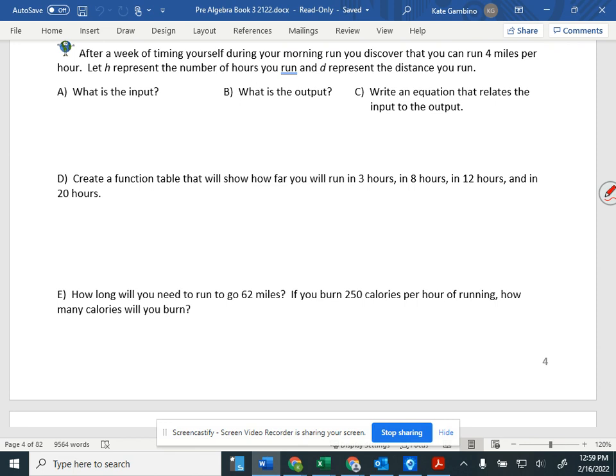After a week of timing yourself during your morning run, you discover that you run 4 miles per hour. Let H represent the number of hours, and D is the distance you run. What do you think our input is going to be? Chase? It's going to be our hours. How many hours you run, and then we're going to find out how many miles you go, the distance you go. So what's the output? D, our distance.